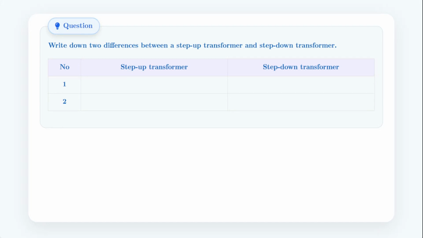Today we have a very direct and frequently asked theoretical question from transformers. The question is, write down two differences between a step-up transformer and a step-down transformer.